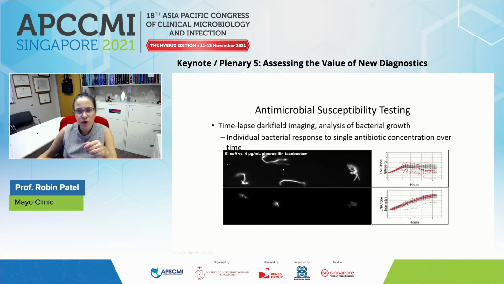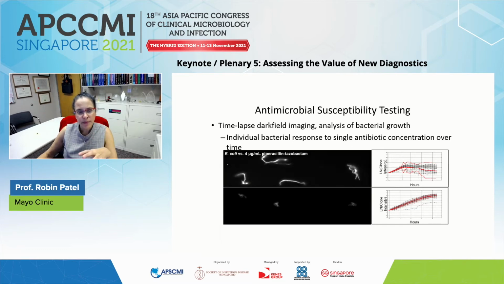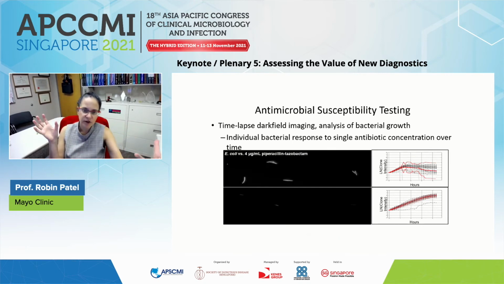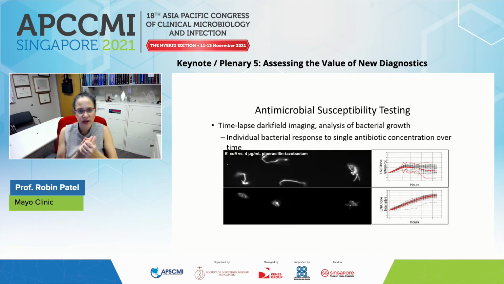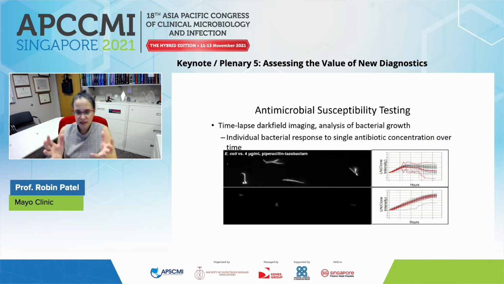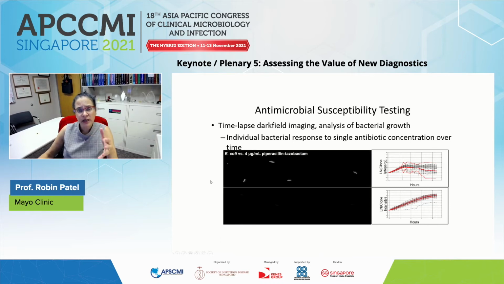So it can be deployed and done 24/7 in a laboratory. What you see here on the top is E. coli with 4 micrograms per ml of piperacillin tazobactam. And you see on the top that the cells are turning into these long filaments. They're susceptible to the piperacillin tazobactam. On the bottom, however, the cells are growing into full colonies, and that's a resistant organism at this concentration. So really interesting technology, but again, really expensive.